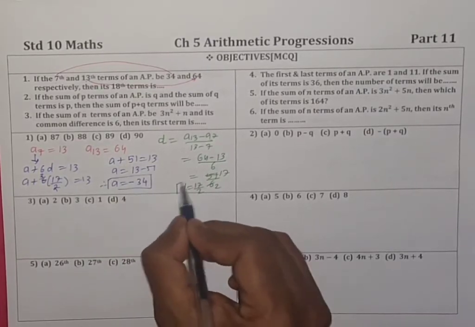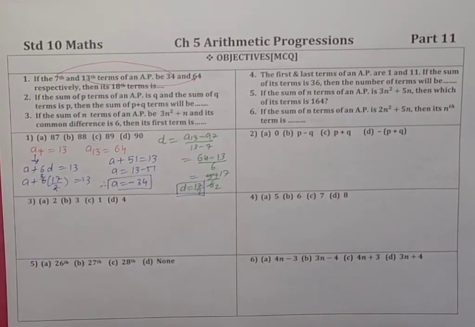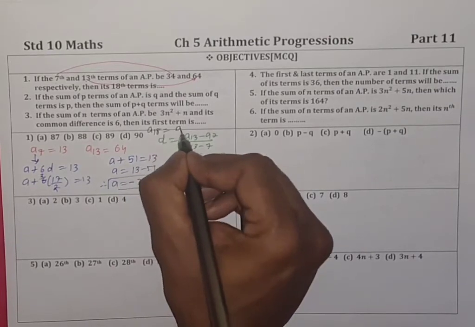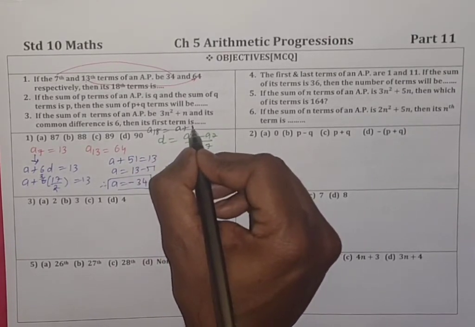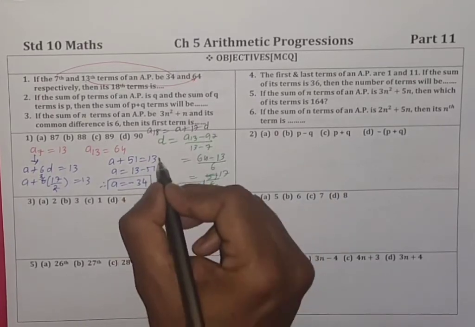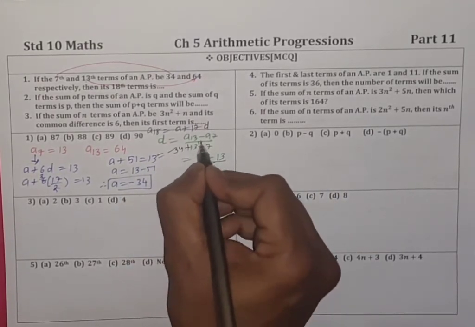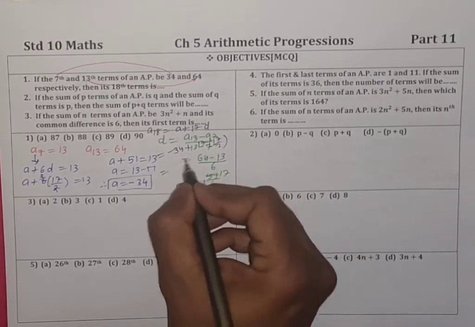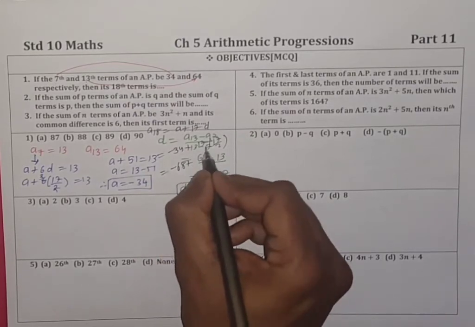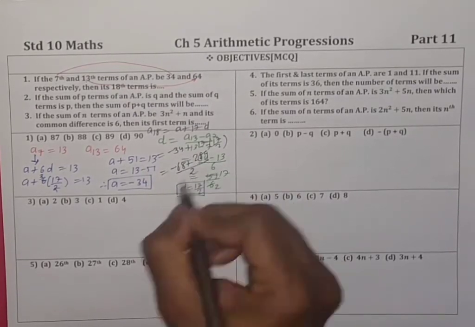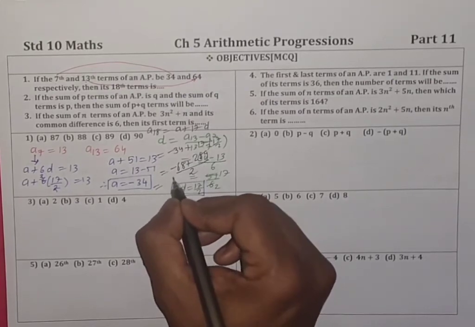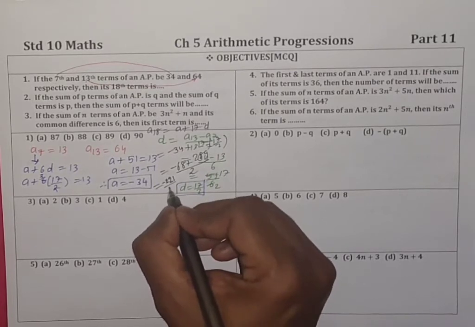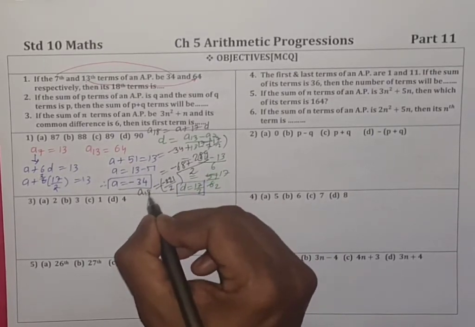So a and D are available to you. Find the 18th term. What is the 18th term? A18 is equal to a plus 17D. Now a is minus 34, plus 17 times D, which is 17 by 2. Now we take the LCM, so minus 68 plus 17 17s are 289, whole upon 2. So this is your 18th term.